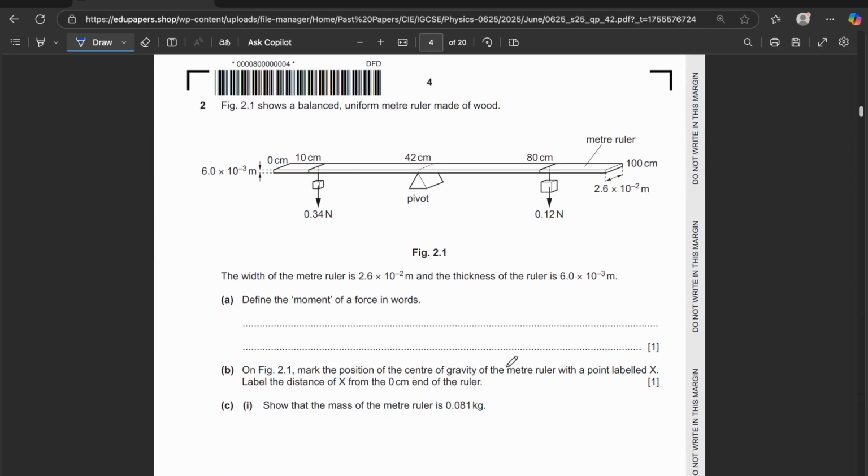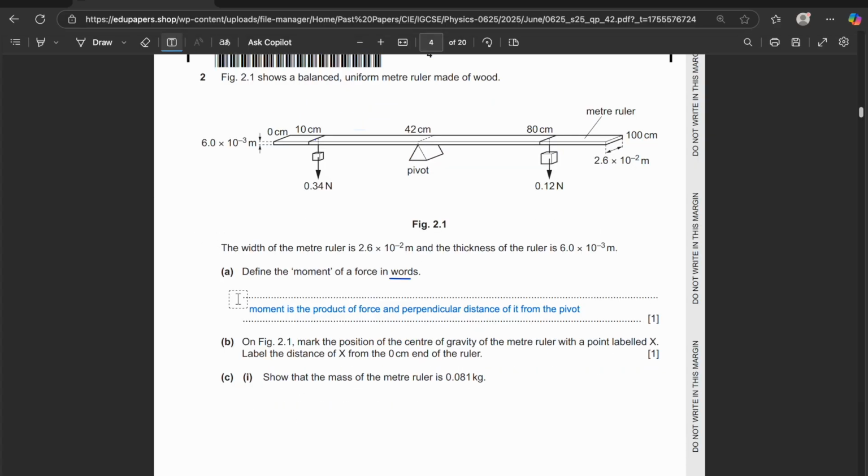2. Figure 2.1 shows a balanced uniform meter ruler made of wood. The width of the meter ruler is 2.6 into 10 power negative 2 meters, and the thickness of the ruler is 6.0 into 10 power minus 3 meters. A. Define the moment of a force in words. It says in words, you can't just write an equation. So moment is the product of force and perpendicular distance of it from the pivot.